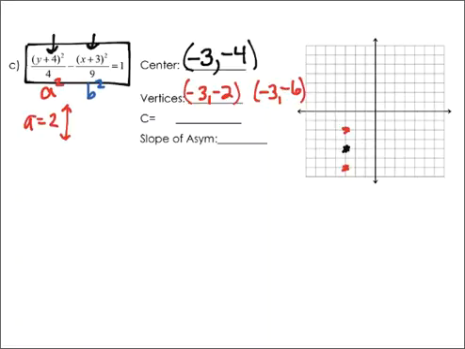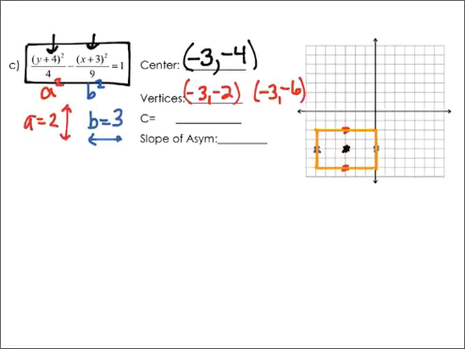Alright, b squared is 9, so b is going to equal 3. Now I'm going to move left and right 3 spots, and again, this is just to help me make that rectangle to find the asymptotes. So let's go ahead and just make that rectangle right now.